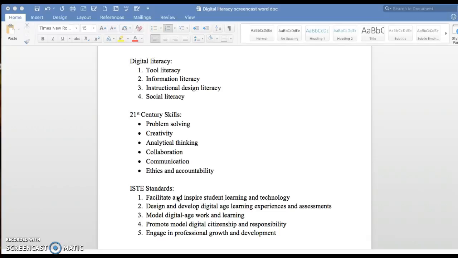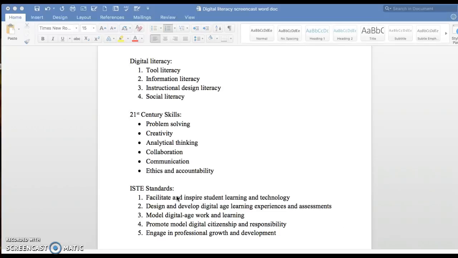Second is information literacy. This includes accessing information efficiently and effectively. It also includes being able to evaluate information critically and competently. With this, you will be able to use information accurately and creatively for the issue or problem at hand.